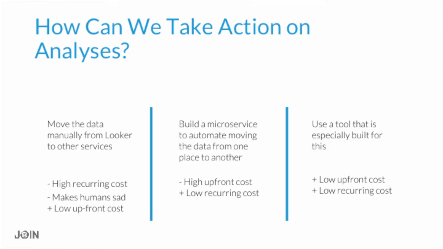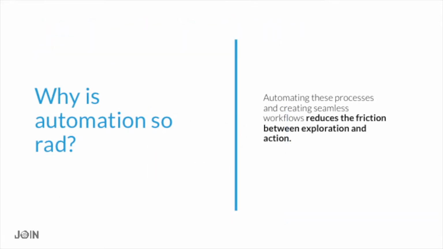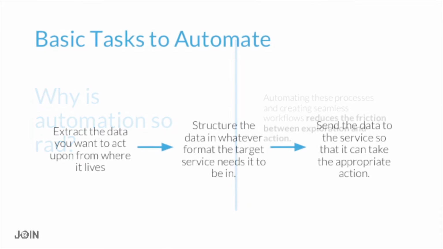Or we can use a tool that is especially built for this, and this sort of gets at both points. This is a low upfront cost because we're not building anything. We're just using someone else's code. And it's got a low recurring cost because, again, it's automated. Automation is rad because you're reducing the friction between your exploration of the data and the action that happens.